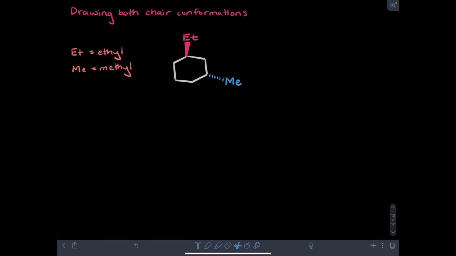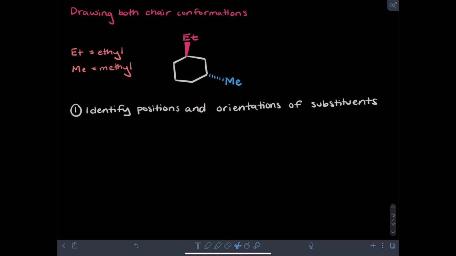To practice, I want to do another example of drawing both chair conformations, where now I have a different placement of different substituents. In this case, I have a wedged ethyl group, and 2 carbons away, I have a dashed methyl group. Before drawing chair conformations, I need to identify the relative positions as well as the up-down orientations of the substituents. I would number my cyclohexane ring from 1 to 6. Because the ethyl group is a wedge, it's pointed up, and because the methyl group is a dash, it's pointed down.